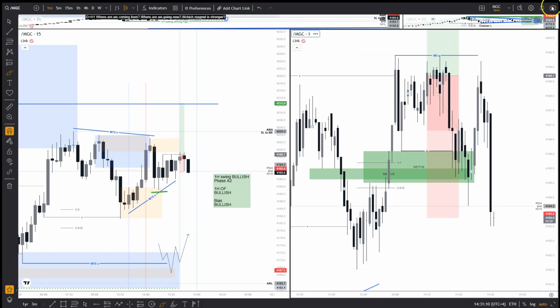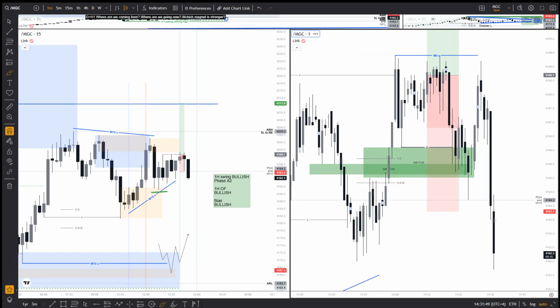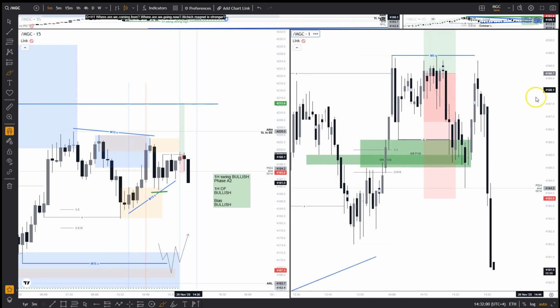Okay, let me take a picture, copy image. So first of all, third trade, minus $75. Okay, and the price is actually, ooh, wow.